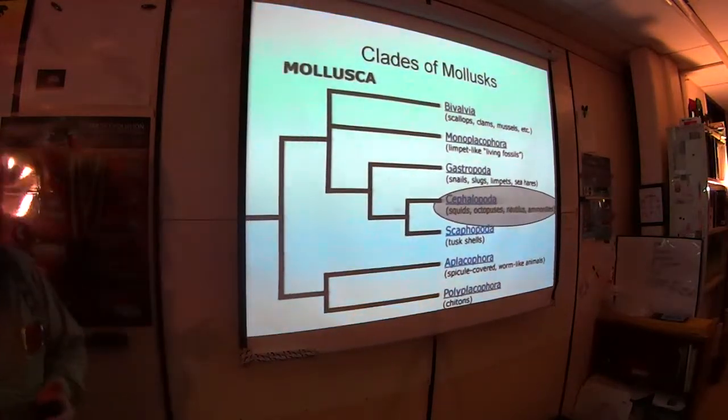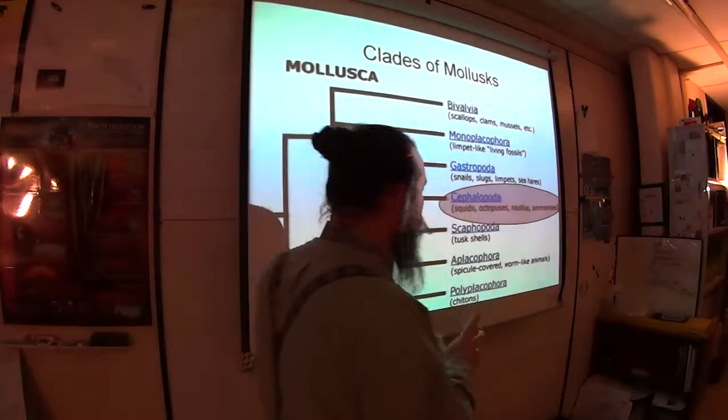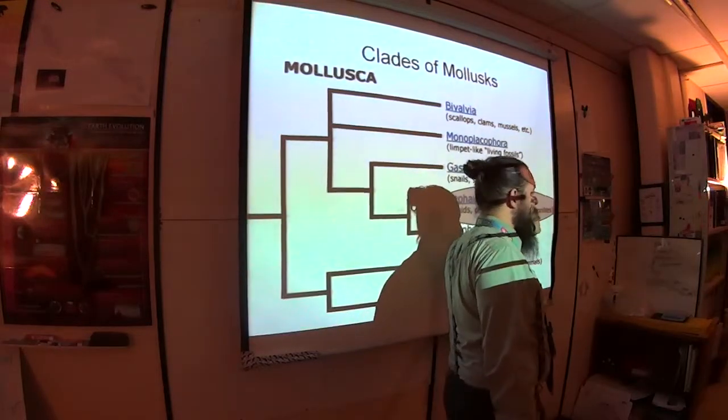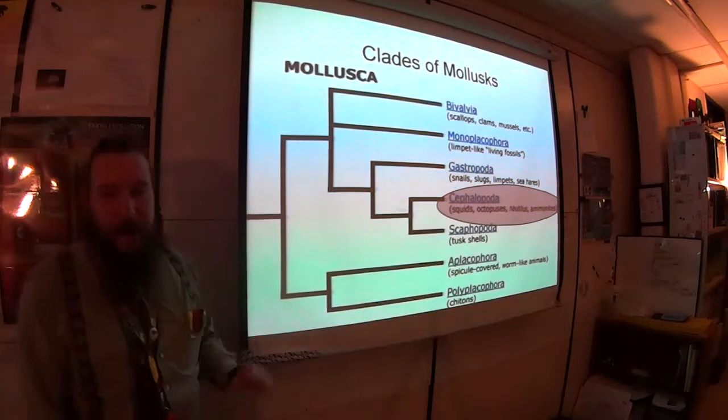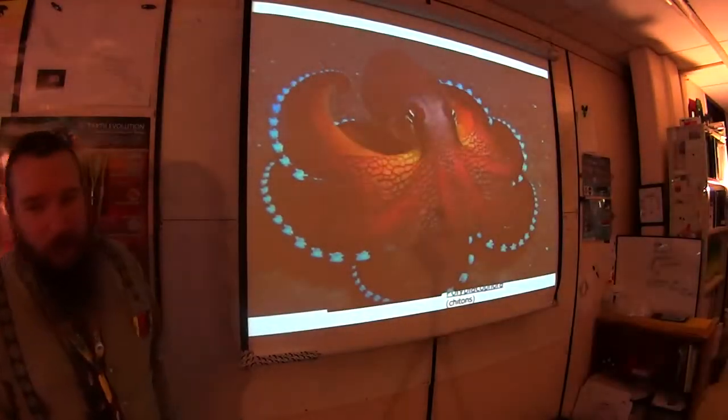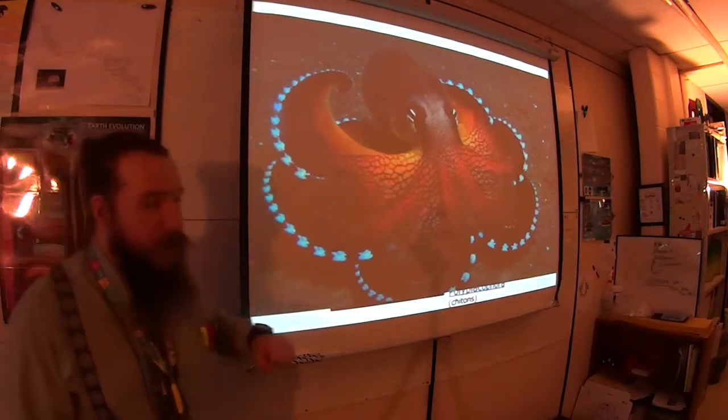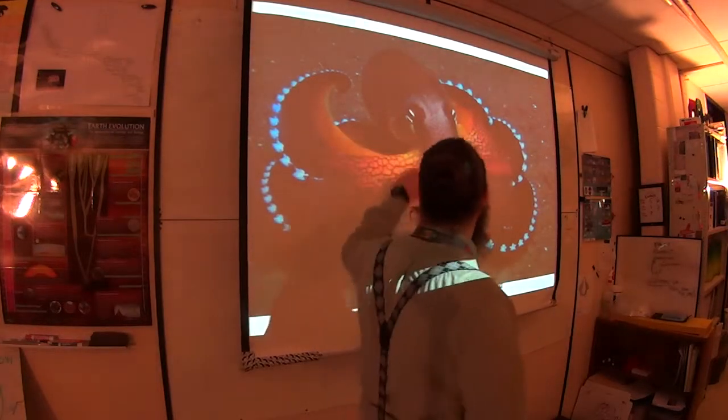Which means it's finally time to talk about the cephalopods, which, like Connor asked, is where we find our nautiluses and our ammonites. It's also where you find octopi and squiddies and cuttlefish. Check that sucker out. Beautiful, yeah? It's a good word.